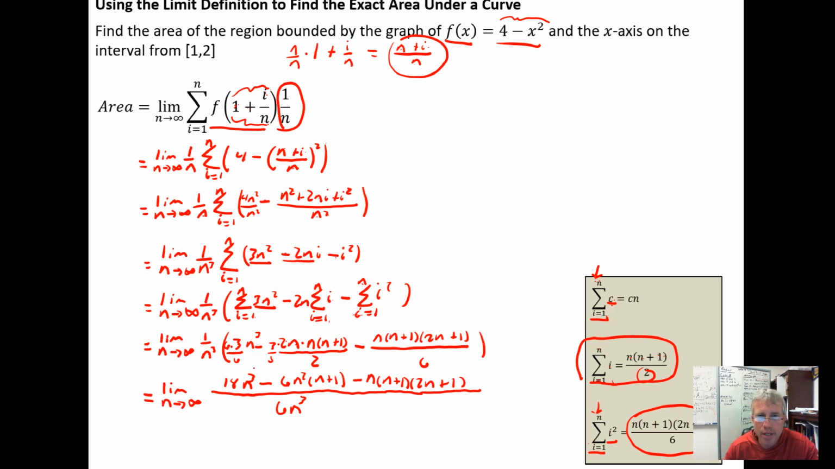What I want to recognize is that I have a polynomial numerator. This is a polynomial, and it's actually of degree 3. I have an n cubed here. I have an n squared times n, which is n cubed, here. I have an n times 2n, which is a 2n cubed, there. So the highest degree term in the numerator is an n cubed. So I have a polynomial in variable n in the numerator, and I have a polynomial with variable n, a degree 3 polynomial, 6n cubed, in the denominator.